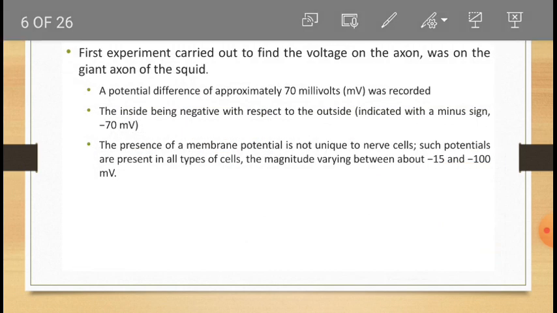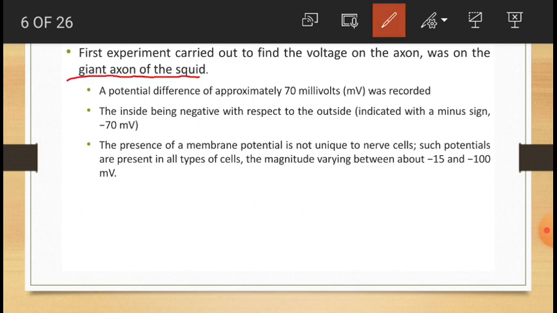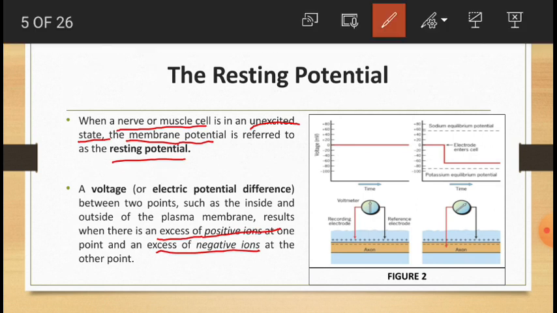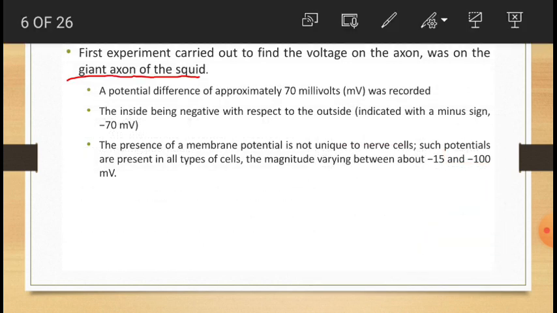The first experiment carried out to find voltage of the axon was on the giant axon of a squid, and that is shown in this diagram here. They used a voltmeter, connected electrodes to the inside and the outside. Here there is no potential difference because both electrodes are outside, but here one electrode is inside, other electrode is outside, so there is a potential difference of minus 70 millivolt, and they found the inside being negative with respect to the outside.